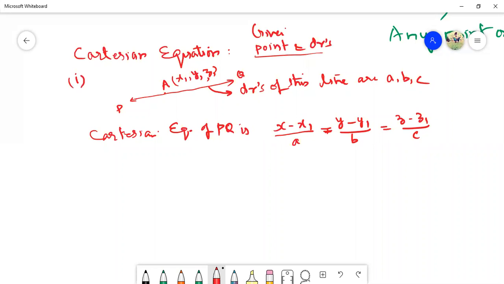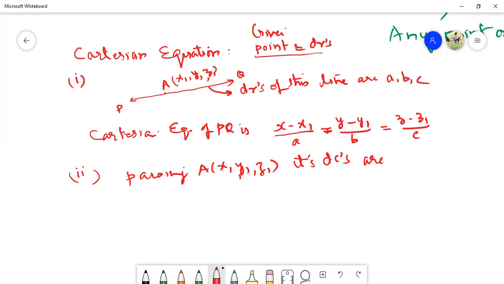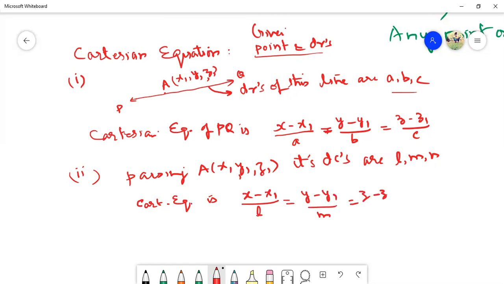Okay. Second condition, suppose if DCs are given and the line is passing through a point, similarly, a line passing through a point A, x1, y1, z1, and its direction cosines, DCs, are L, M, and N. You know that we are denoting the DCs by L, M, N, and DRs by A, B, C. Then its Cartesian equation is x minus x1 divided by L is equal to y minus y1 by M and z minus z1 by N.